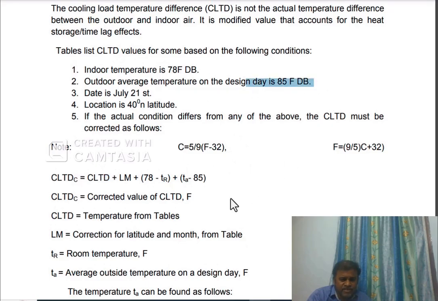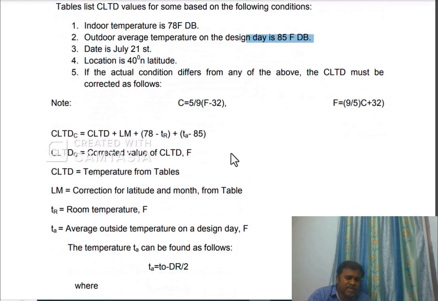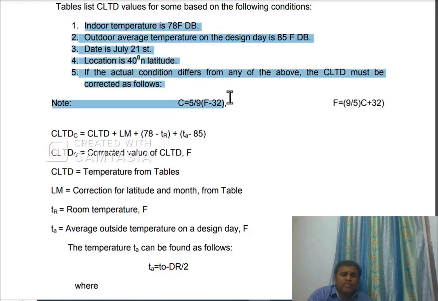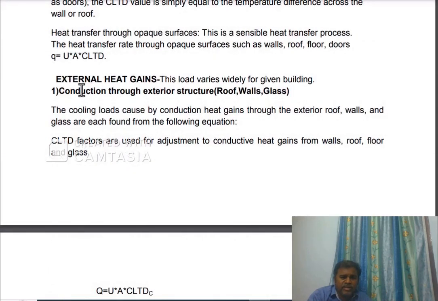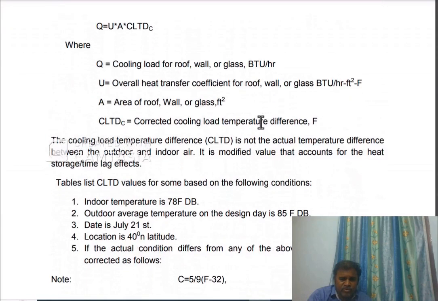What is considered here is a little bit tricky. So you can see the data book and ASHRAE tables for a few things, because these are the parameters required for finding out the cooling load temperature differences for this particular heat gain, conduction through the exterior structure of the roof and all.